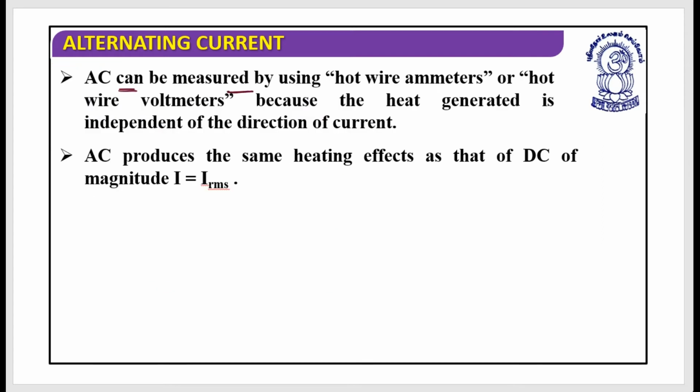AC can be measured by hot wire ammeters or hot wire voltmeters, which we call hot wire instruments, because what they measure is basically I square R t, and this I square R is an amount of energy only. So they are called hot wire instruments that can measure the alternating current. And what is RMS? AC produces the same heating effect as that of DC of magnitude I equals I RMS. I hope this is clear.